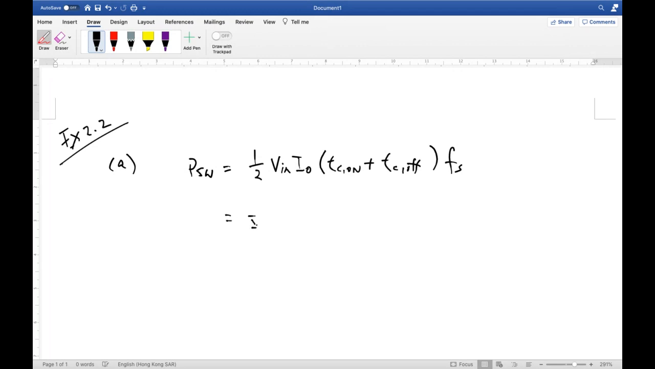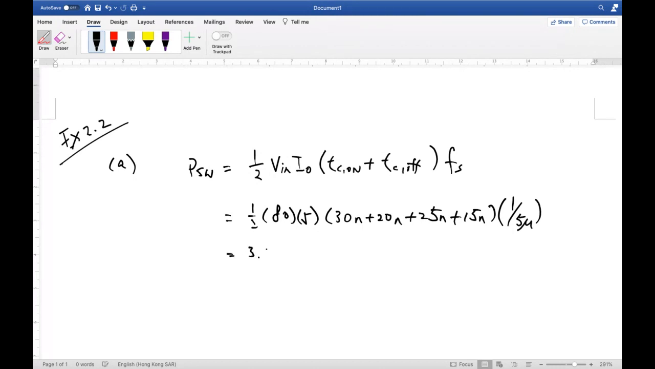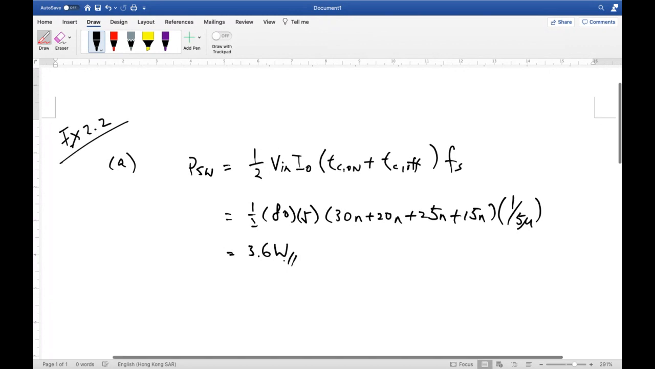Okay, and then all the parameters are given. So we just need to substitute all the parameters in, and this one is the time interval. Then the switching frequency is given. Oh no, sorry, the switching interval is given. So here we need to do the reciprocal of the switching interval. And so at the end, we'll have this value: 3.6 watts.